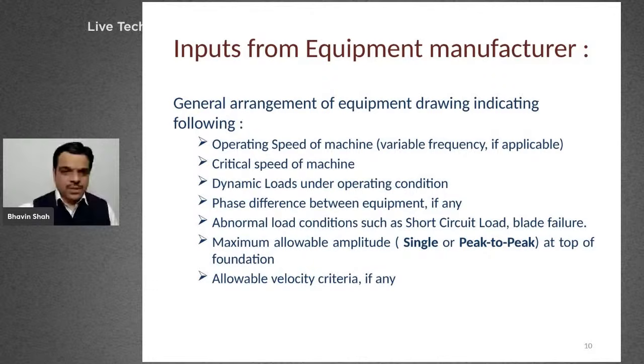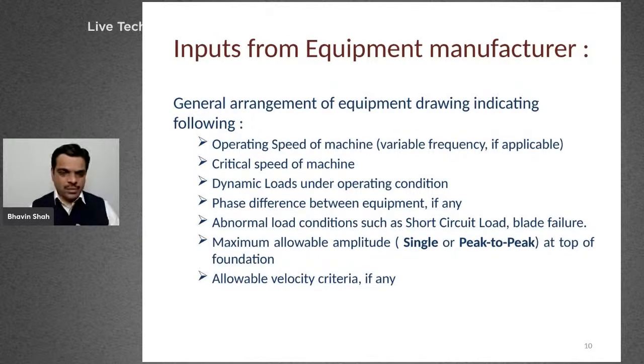Thereafter, there are abnormal load conditions, such as the short circuit loading and blade failure. These are conditions which are very rare to occur. But what will happen, let's say, if one blade has failed? Now the high speed machine is rotating and one blade has failed. So at that time there will be a sudden jerk on the machine foundation.